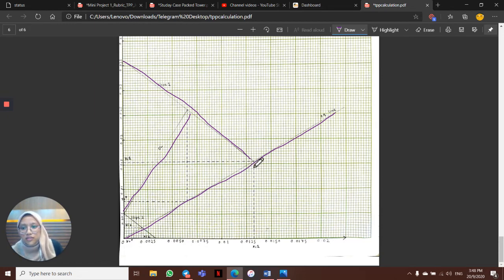What about y1 star? For y1 star, you just need to drag the point from the intersection of the operating line and slope 1 to the equilibrium line and drag to the y-axis, and just like that you will get y1 star.